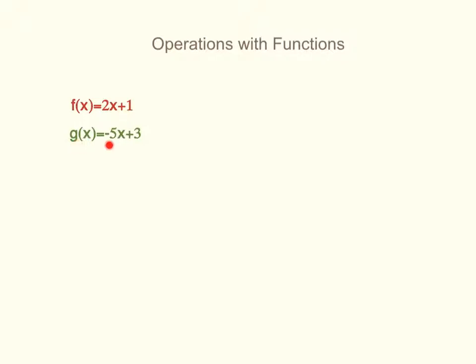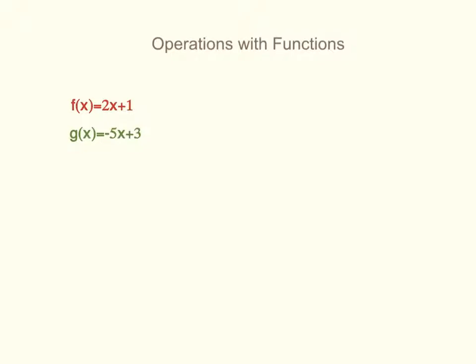For our g function down here, the green one, this is g of x equals negative 5x plus 3, and our input value would be represented in this area. The rule says to take that value, multiply it by negative 5, and then add 3, and that value would be your output.